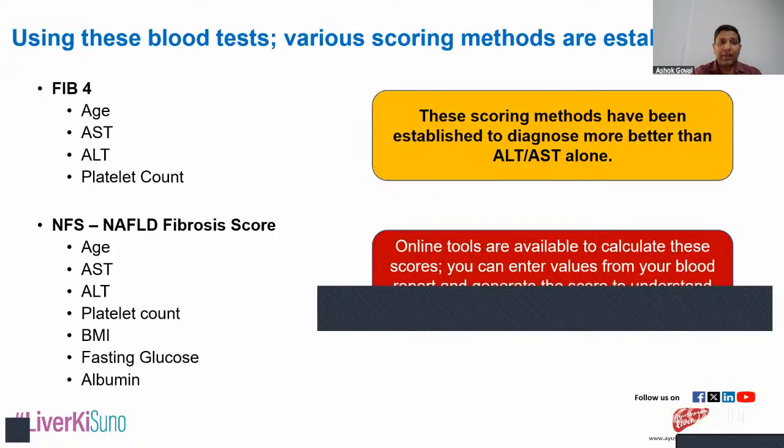There are certain other parameters which we can measure through blood tests and demographic scores. We have the FIB-4 score and NFS, the NAFLD fibrosis score, which contains age, AST value, ALT value, and platelet values. And in NFS, we have age, AST, ALT, platelet count, your BMI, fasting blood glucose levels, and albumin also. These scoring methods have been established to diagnose better than ALT and AST alone. Online tools are also available to calculate these scores. You can enter values from your blood reports and generate the score to understand whether you are at risk of developing MASLD or MASH in later life or not.